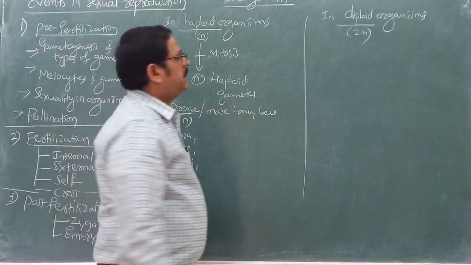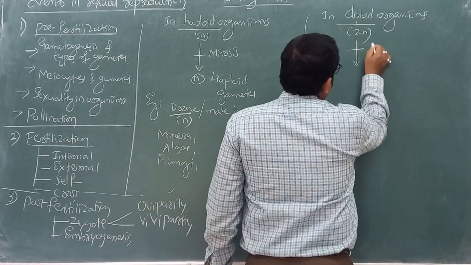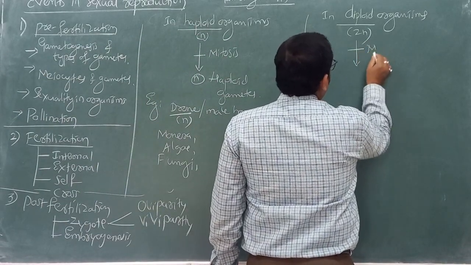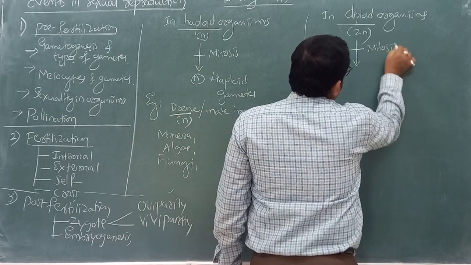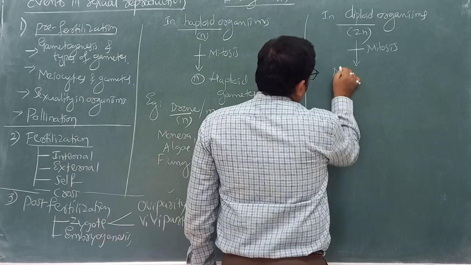Now, if the organism is diploid, definitely, the diploid organism undergoes meiosis. So first it exhibits mitosis, leading to the formation of meiocytes.